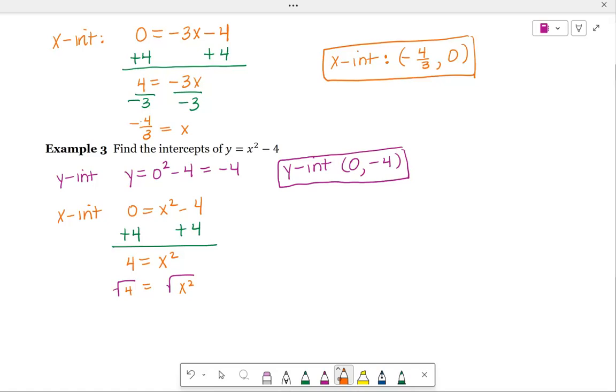And the square root principle, which we'll talk about in some of our next lessons, tells us that when we take the square root of something, we have two options. We've got a plus or a minus. And so 2 is one of our answers, but -2 is also an answer. So in this case, we actually end up with two x-intercepts. We have 2, 0, and we also have negative 2, 0.